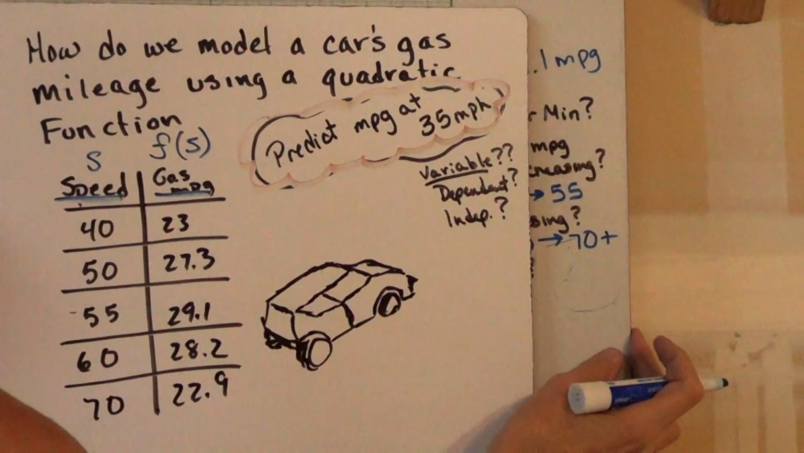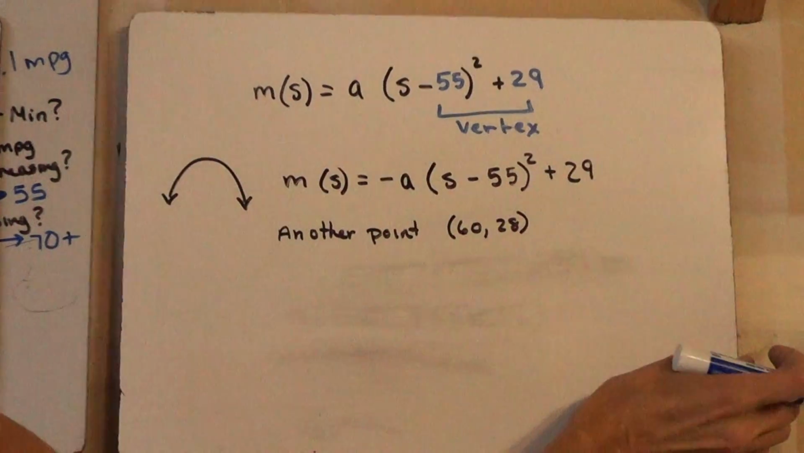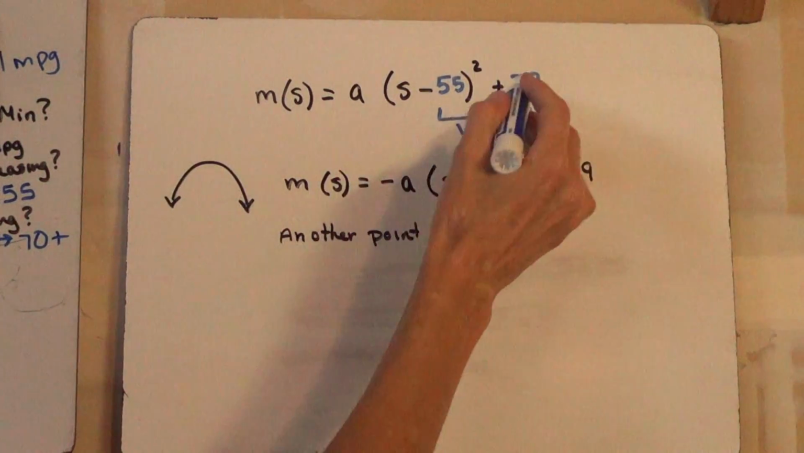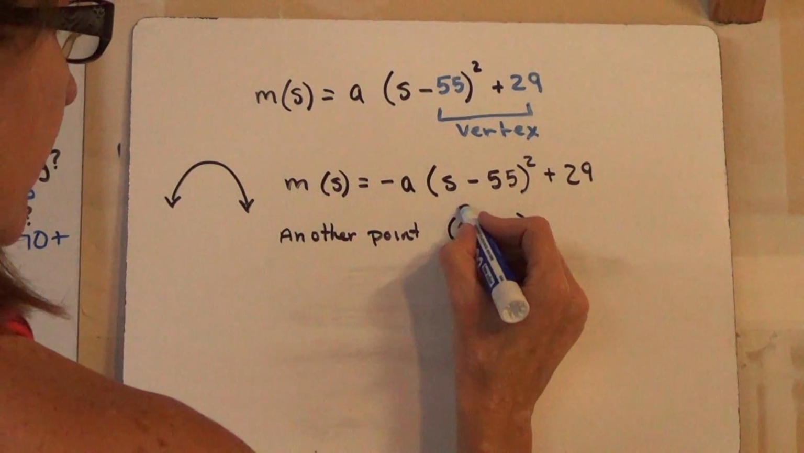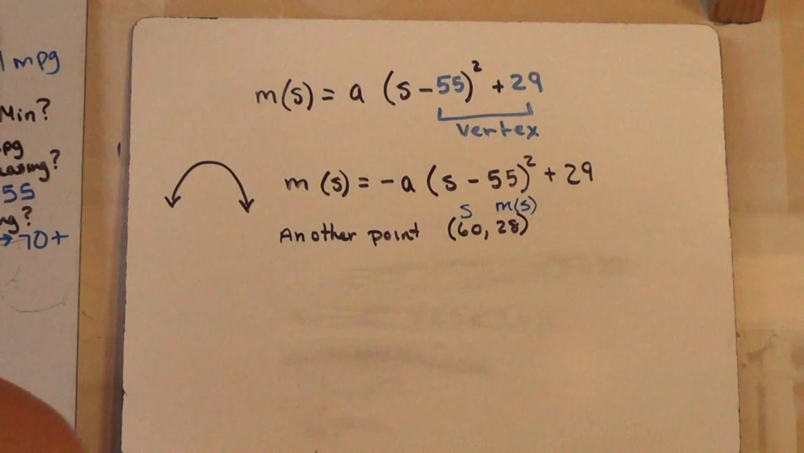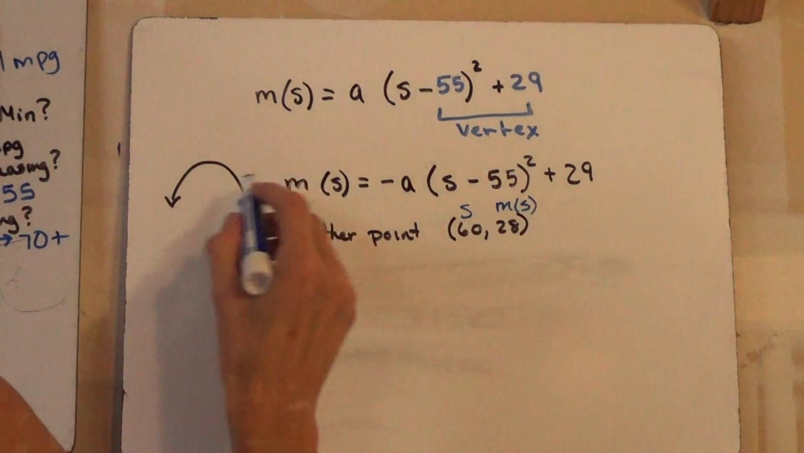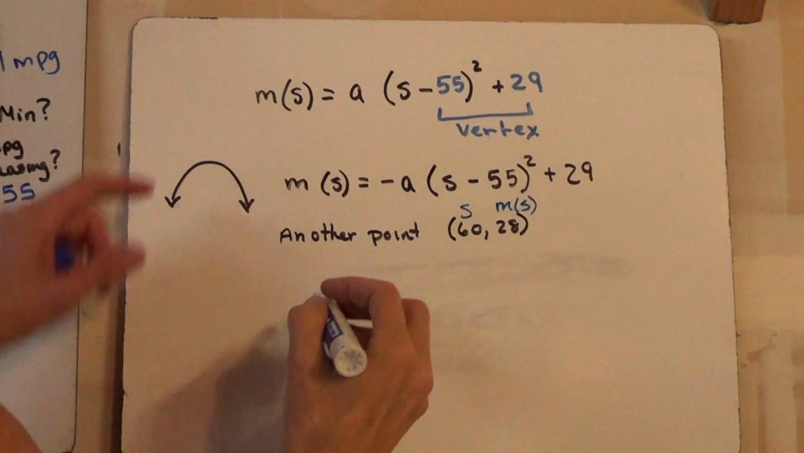Now we need to kind of come up with an equation here. So if we take our vertex (55, 29) and plug it in, then the other point that hit upon the scatter plot really well was (60, 28). So remember, this is your S, and this is your MS, or FS, however you're going to say it. And it is an upside down U, it's got the negative A. Let's just plug the numbers in and see how it comes out.